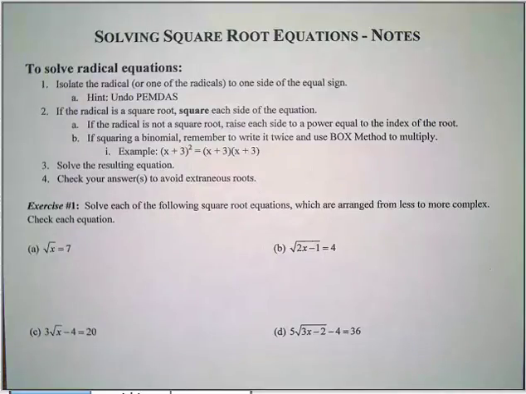So, solve each of the following square root equations, which are arranged from less to more complex. Check each equation. Remember, the directions are not going to say to check.